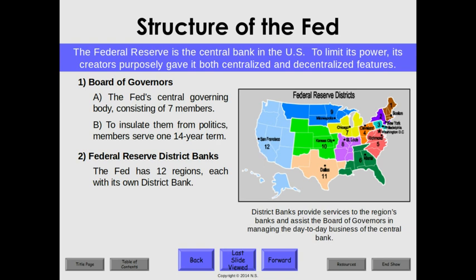Right. So 12 regions, each with its own district bank. New England, Boston, and New York are numbers 1 and 2, followed by Philadelphia, Cleveland, Richmond, Atlanta, Chicago, St. Louis, Minneapolis. That's a large span. San Francisco, Kansas City, and Dallas.